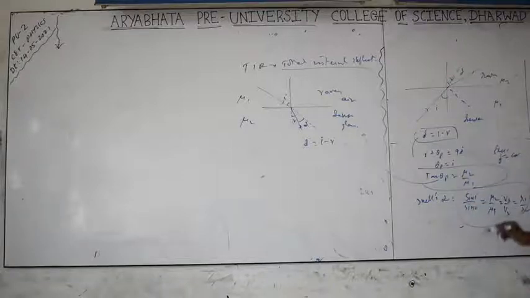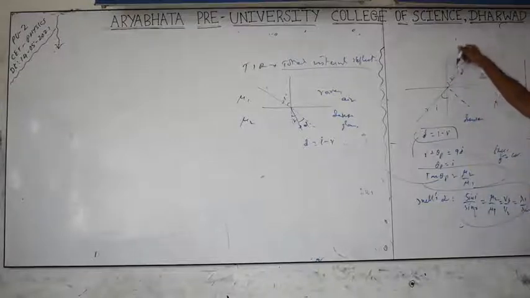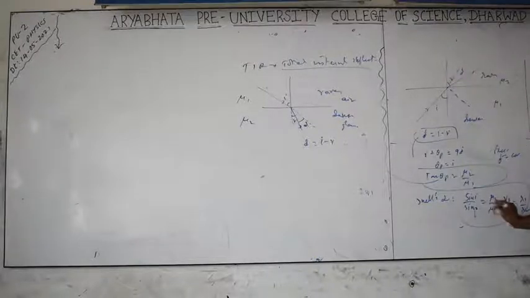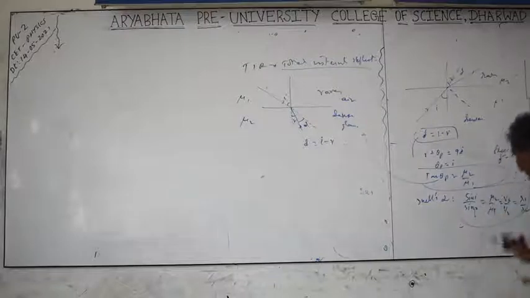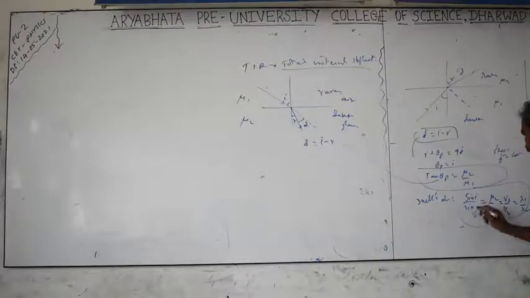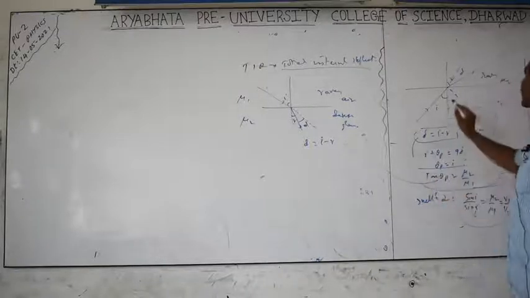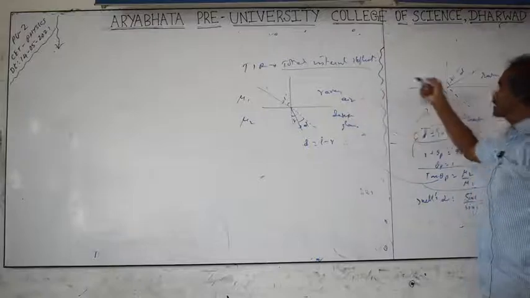Snell's law is not applicable if i equals 0, r equals 0, that is, when the light falls normally, perpendicular to the surface along the normal. Snell's law is actually related to the refractive index, but all the relations remain applicable always, except sin i by sin r. Next, this Snell's law is applicable when the light is traveling from rarer to denser or denser to rarer.